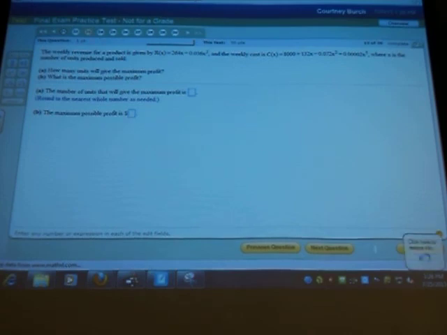Can you just grab that? Yeah, but you have to have a TI calculator to be able to get the exact maximum. On this one you can only estimate it, and I think it wants an exact number, so that's always a pain.